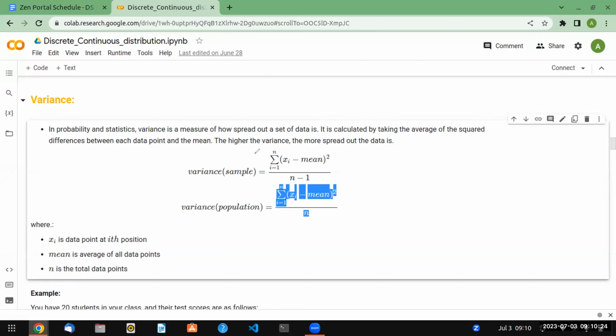If you see this mathematical expression here, there are two concepts. Two concepts means sample and population. What is sample? What is population? Consider population is the bigger thing, and sample is just some sample or subset of that population data.